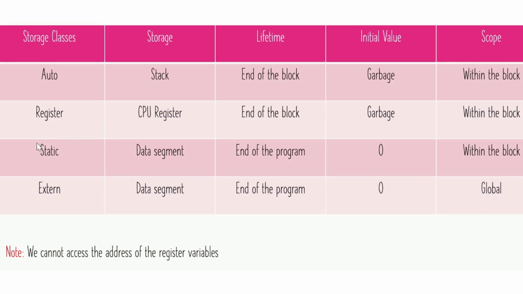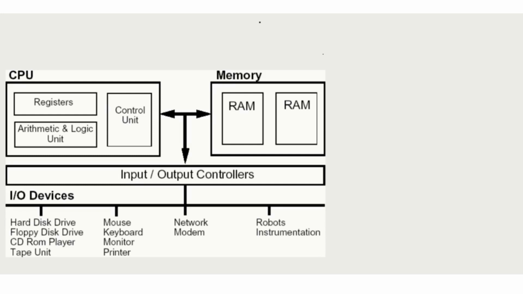Coming to the second one, register. Register variables are similar to an auto variable, except that it gets stored in the CPU registers. The lifetime and the scope is within the block in which they are defined, and the initial value will be a garbage value if it is not initialized. As we all know, this is a computer architecture, and the variables which we usually create get stored in this RAM area of memory. Now let us consider an example which calculates the sum of n numbers.